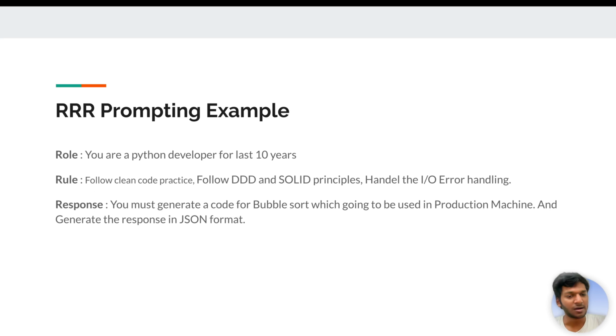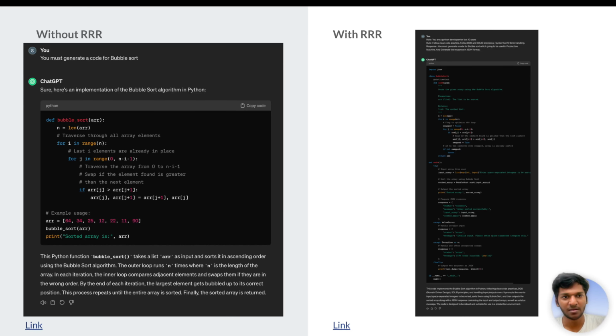If you want to see the example responses with RRR and without RRR, here you go. Wow, there is a massive difference, right? Here, if you have given just that you must generate a code for bubble sort, it just creates a def function in Python, gives some example, and it will give a very basic thing.